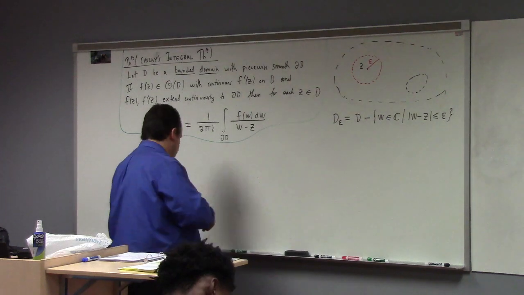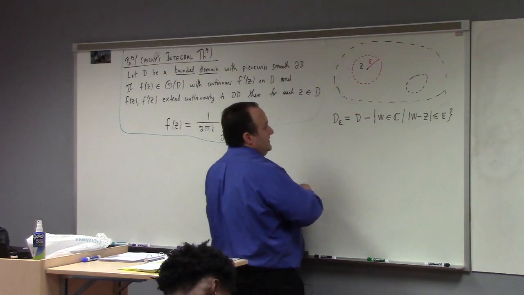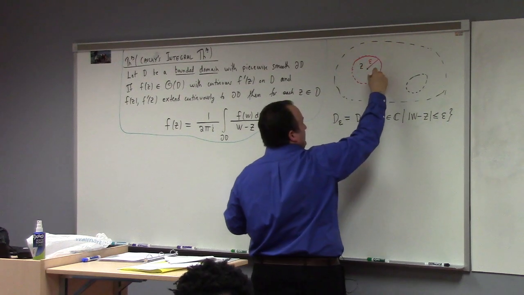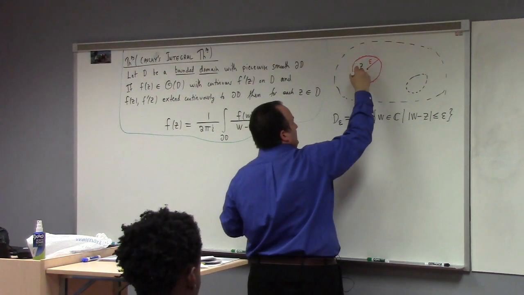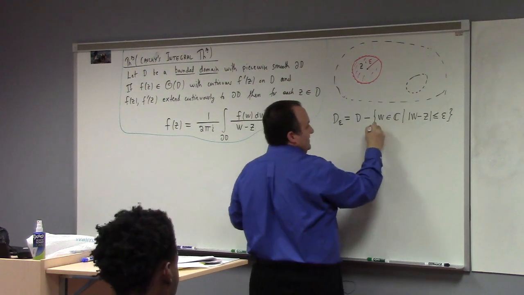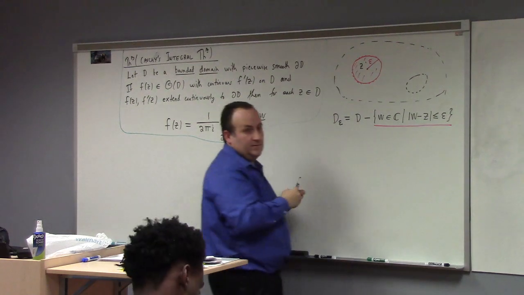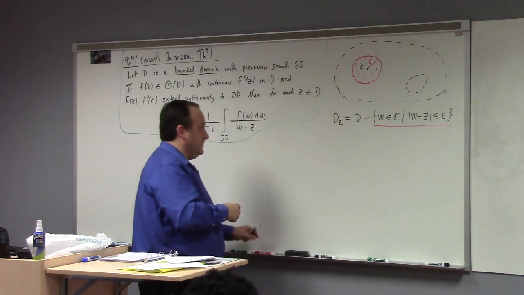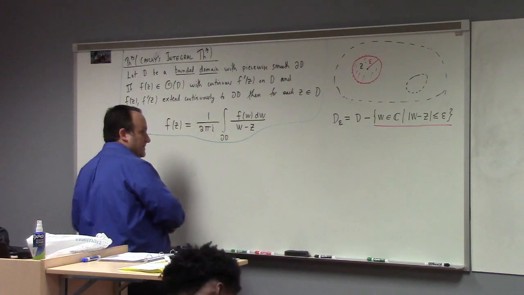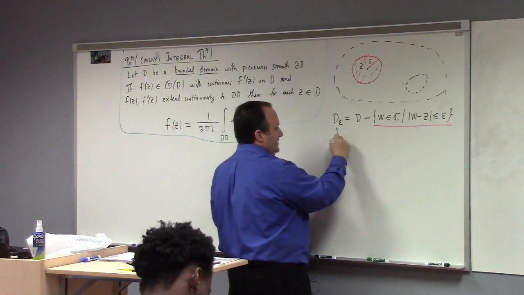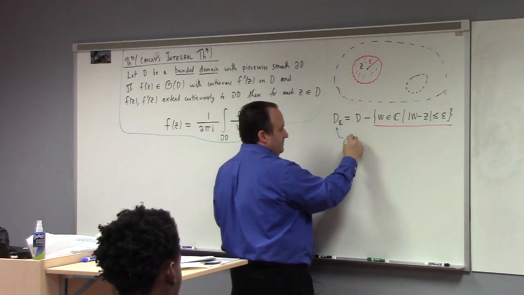So what I've just done, right, is I've deleted this epsilon disk around Z. We just cut it out, right? So what can you guys tell me about the remaining D epsilon? What is this? I'll tell you what it is. It's an open set, right?